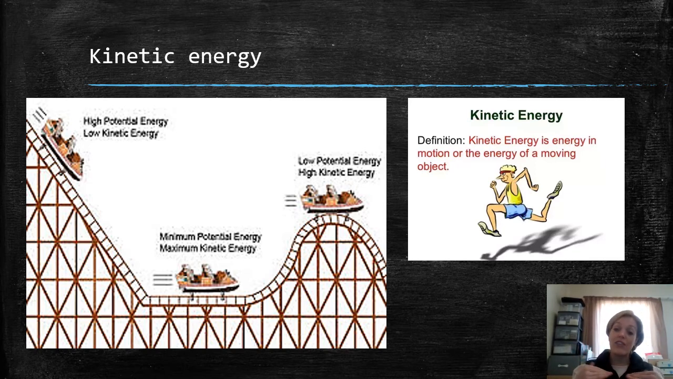Then, when we're more at level ground or we're lower, the potential energy is going to be lower and the kinetic energy is going to be higher, because now the roller coaster, or that little, I don't know what you would call that thing that the people sit in, is now moving at a greater speed. So therefore there is a greater kinetic energy.